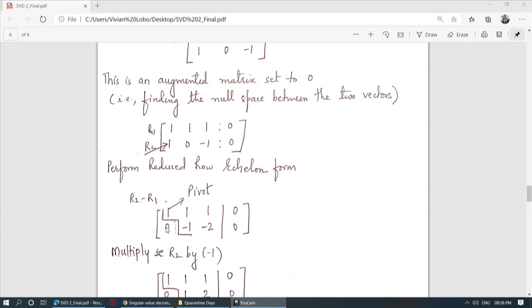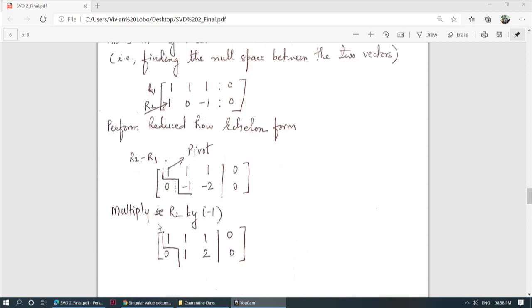So what is done in this case is, to obtain this particular 0 over here, we need to get this 0 because we are following the ladder.